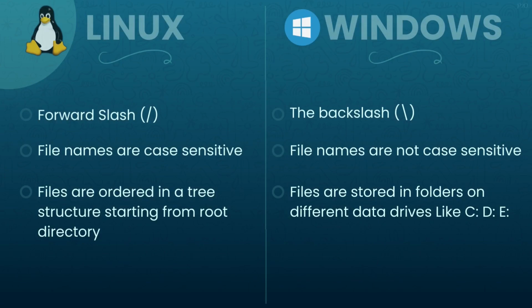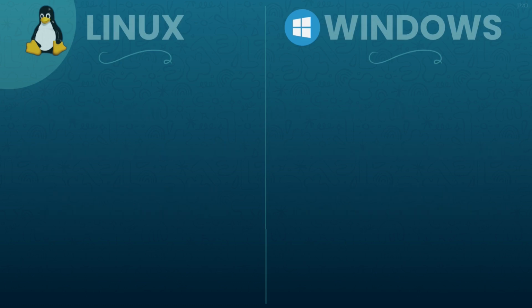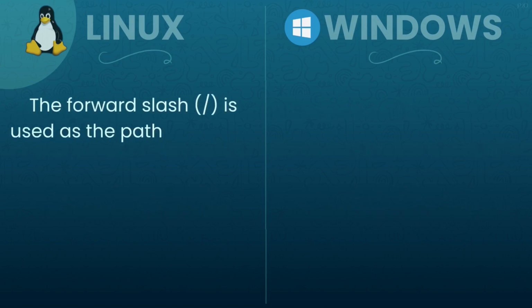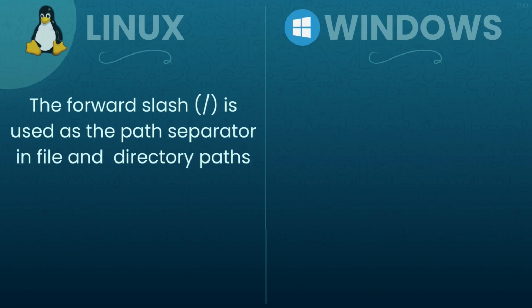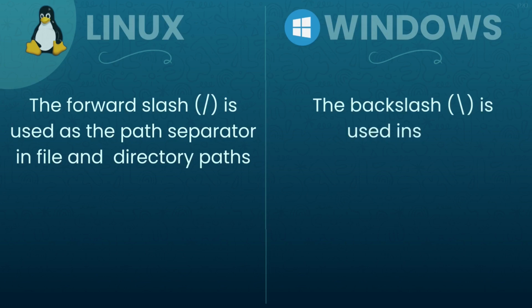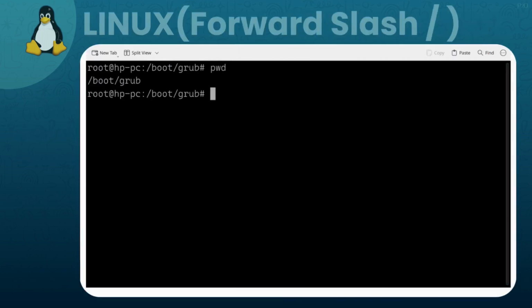Before moving on to the Linux directories, let me turn your attention to a few key differences between Windows and Linux. In Linux, the / is used as a path separator in file and directory paths, while in Windows, the \ is used instead. There are historical reasons for this difference, which are related to the development of Unix and Windows operating systems. We will cover them in a future video.